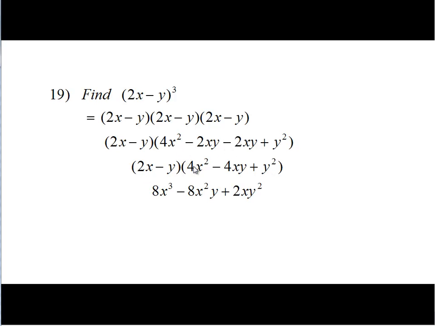2x times 4 is 8x cubed. 2 times 4 is 8x squared y. 2 times y squared is 2y squared, xy squared. Then the y times all of them is 4x squared y minus 4xy squared plus, turns into minus y cubed. And then since these are vertical, I get 8x cubed, 12x squared y, 6xy squared, minus y cubed. So that's section 13.